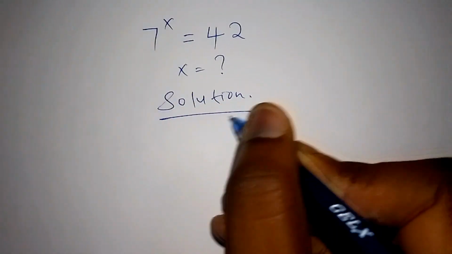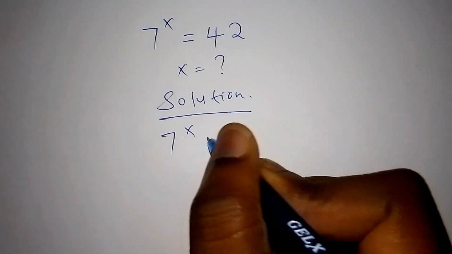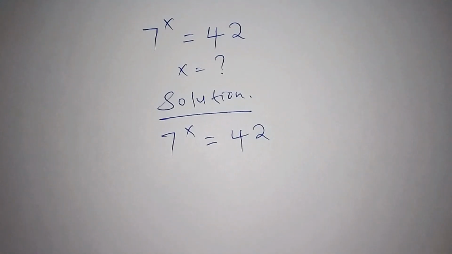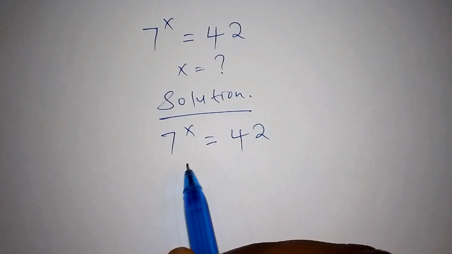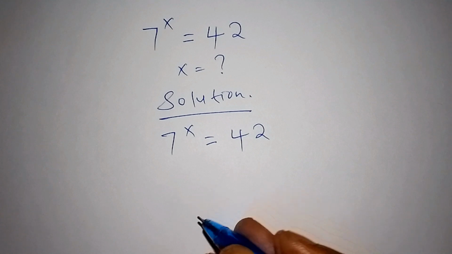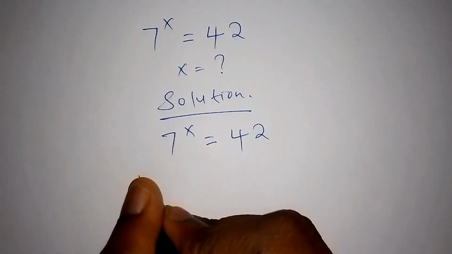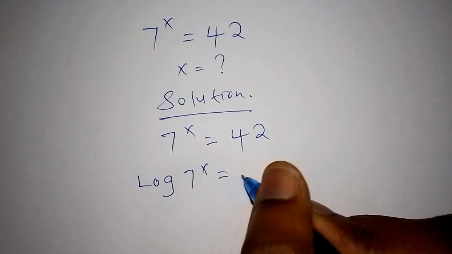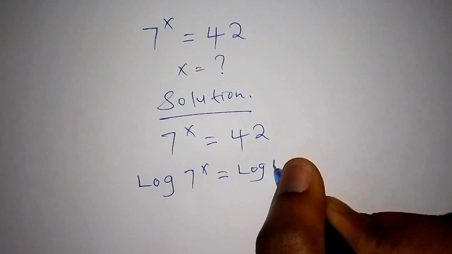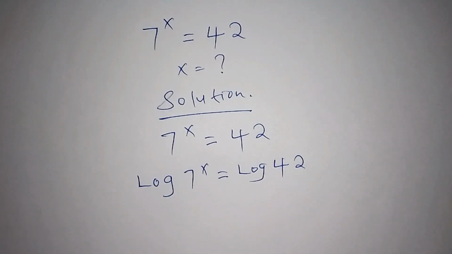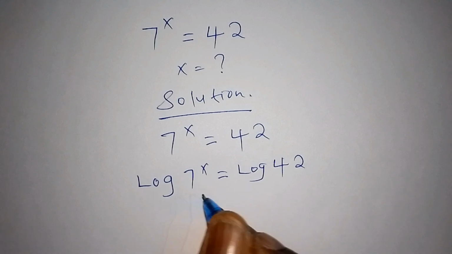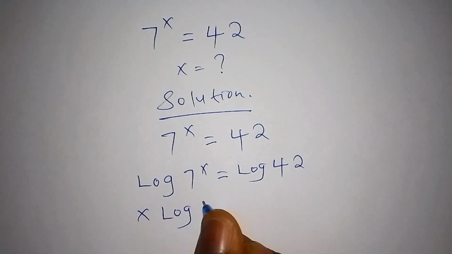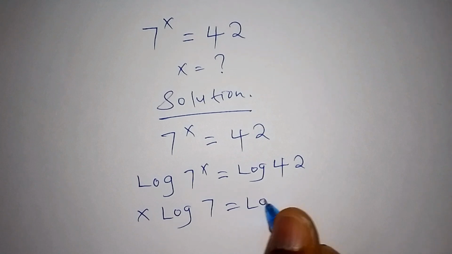In the solution, we are solving 7 to the power of x is equal to 42. It's very difficult for us to express 42 to the base of 7, so we are forced to introduce the logarithm. We shall now say the log of 7 to the power of x is equal to the log of 42. This can also be written as x times the log of 7 is equal to the log of 42.